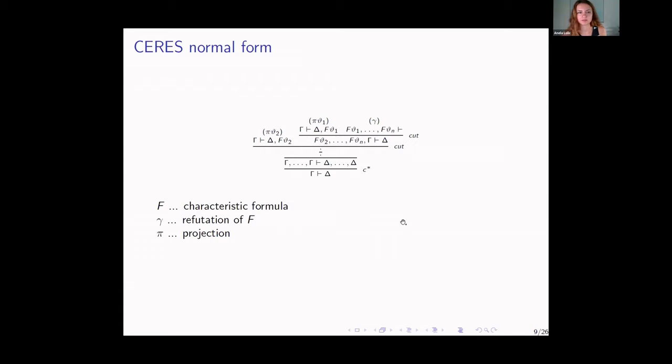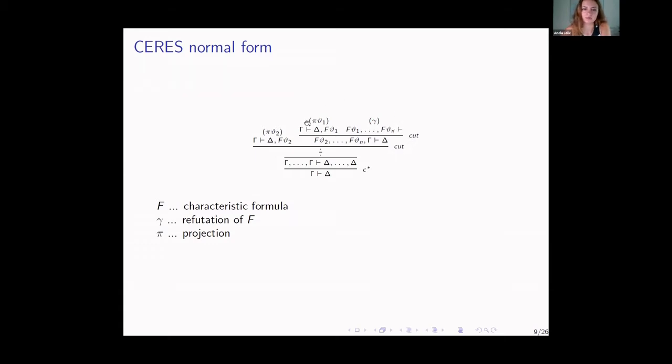Here I have a CERES normal form, so this is how it usually looks. We have the characteristic formula F here above. And what I said before is that this formula F is unsatisfiable, which means that we can derive ∀x F(x) sequence sign, right? So this is derivable. And as this is derivable, also this sequence here is derivable: F(θ1), ..., F(θn) sequence sign is derivable, just following Herbrand's theorem, right? Because if ∀x F(x) is derivable, then we can also find instantiations of this formula such that this is derivable. So this is an LK derivation.